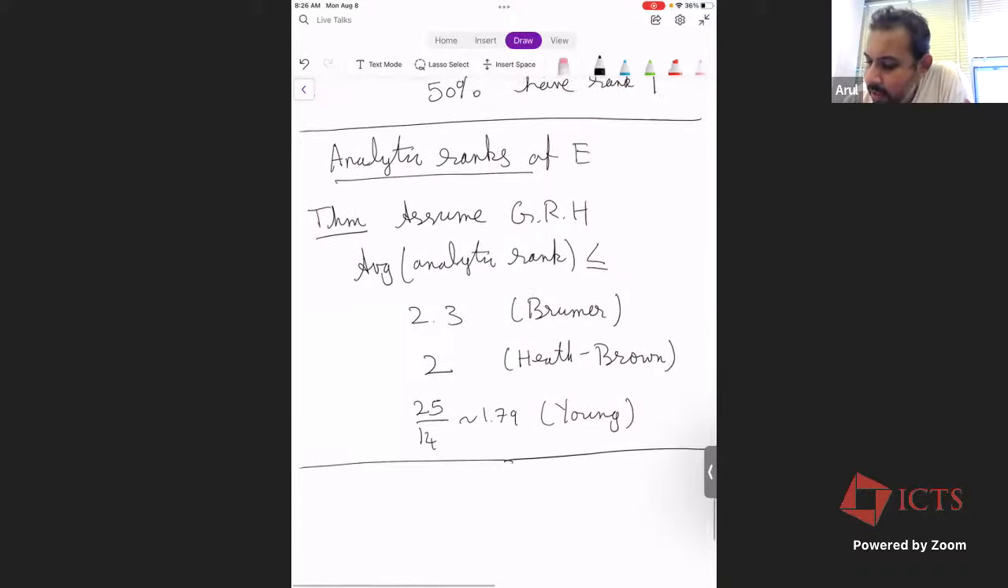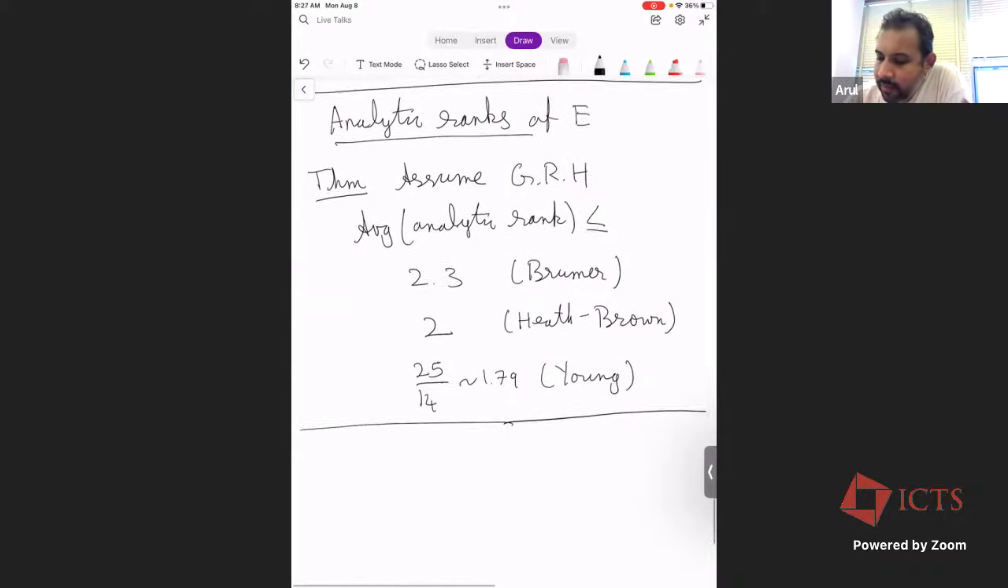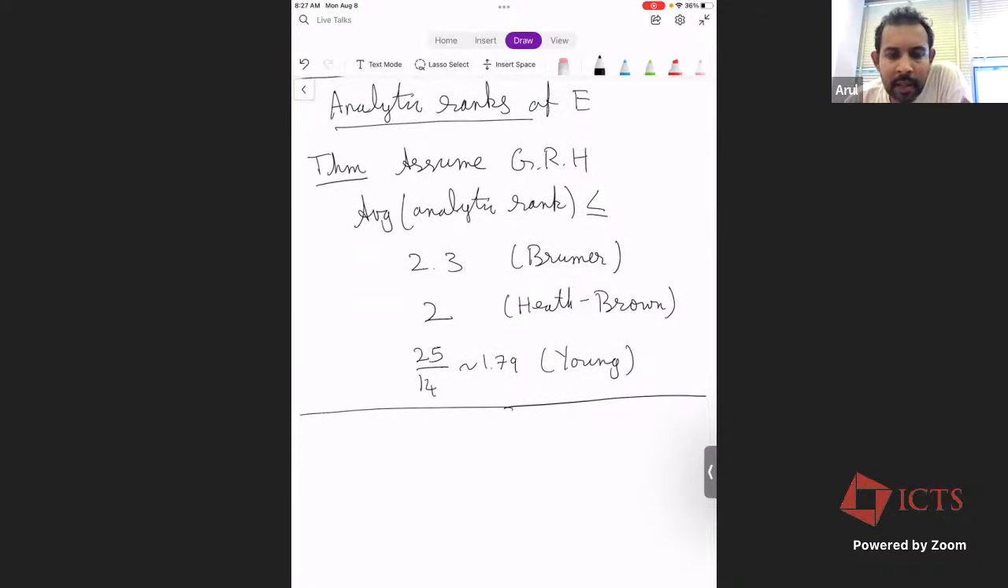So these are pretty amazing results. In particular, if you also assume BSD, then this also tells you that the average algebraic rank is bounded. And in particular, this final bound of 1.79 of Young takes us a little bit towards the Katz-Sarnak conjecture, which tells us that at least a positive proportion of curves must have either rank 0 or rank 1.